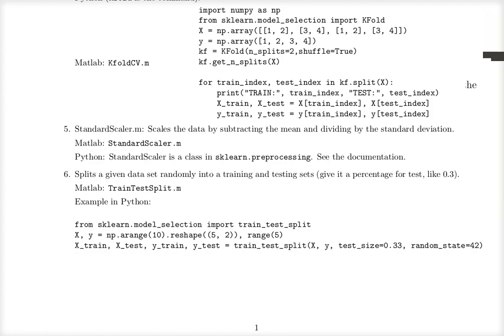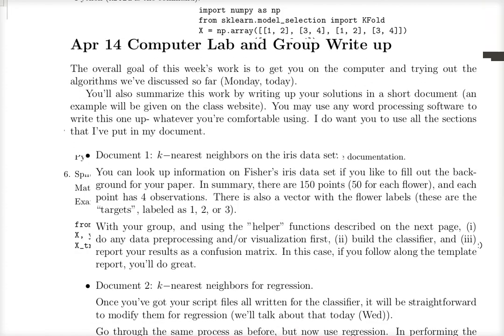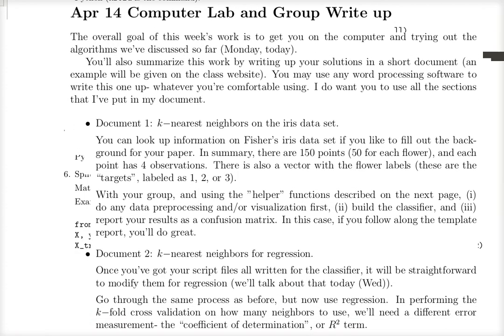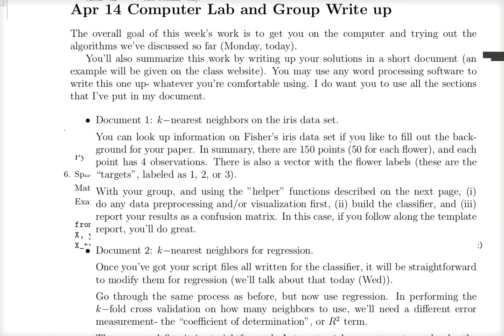Good, so I won't go into this in detail. You can read it yourself, but I just wanted to mention what we're doing here. We're going to be working in groups, and I want you to do a k-nearest neighbors classifier and a k-nearest neighbors regression, and you'll have two different write-ups. You'll have one write-up for the k-nearest neighbors on the Fisher's iris dataset, and another for a regression problem.